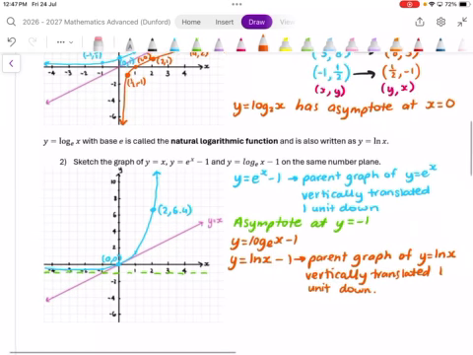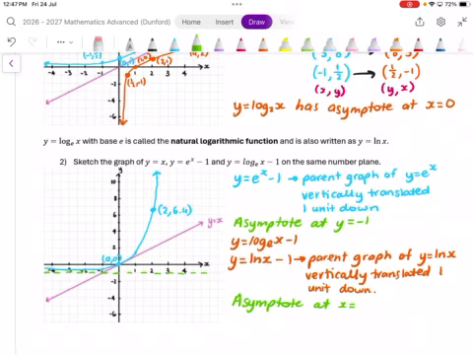Okay, so what that means is we're just going to put it into a table of values. So we're going to get ln up on our calculator. If we substitute in ln of negative 1, you're going to get a math error, okay? The reason why every log function has an asymptote at x equals 0. Oh, hang on, is this one? Yes. Okay, so x equals 0 is our asymptote.